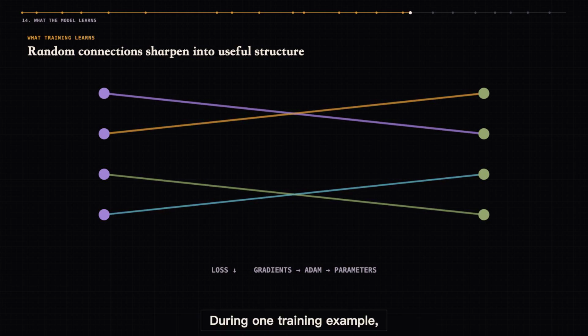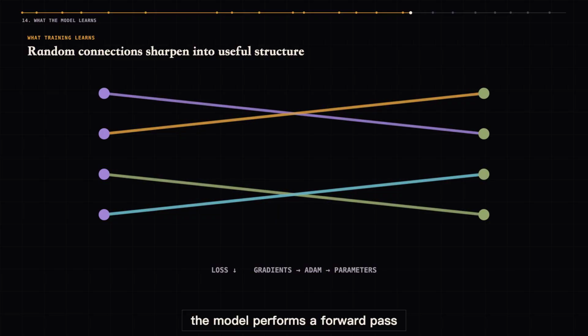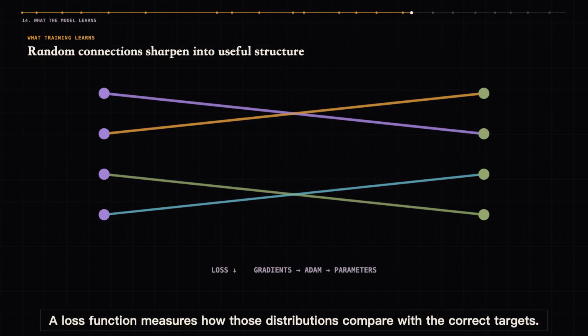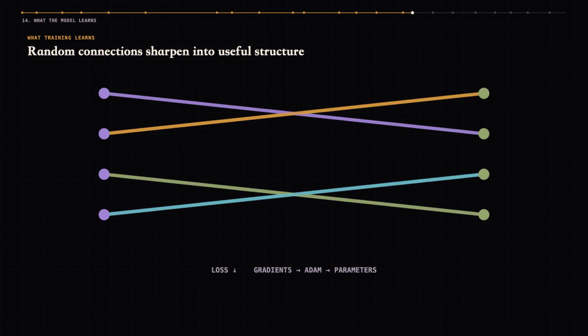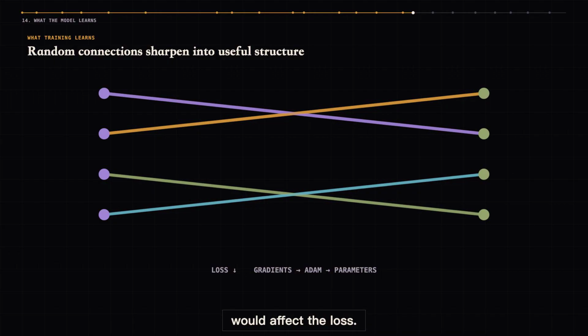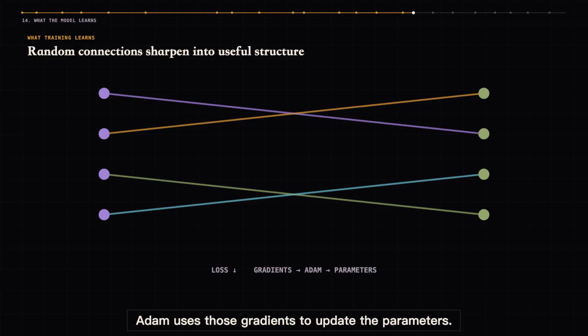During one training example, the model performs a forward pass and produces probability distributions for target tokens. A loss function measures how those distributions compare with the correct targets. Backpropagation computes how a small change in each parameter would affect the loss. Adam uses those gradients to update the parameters.